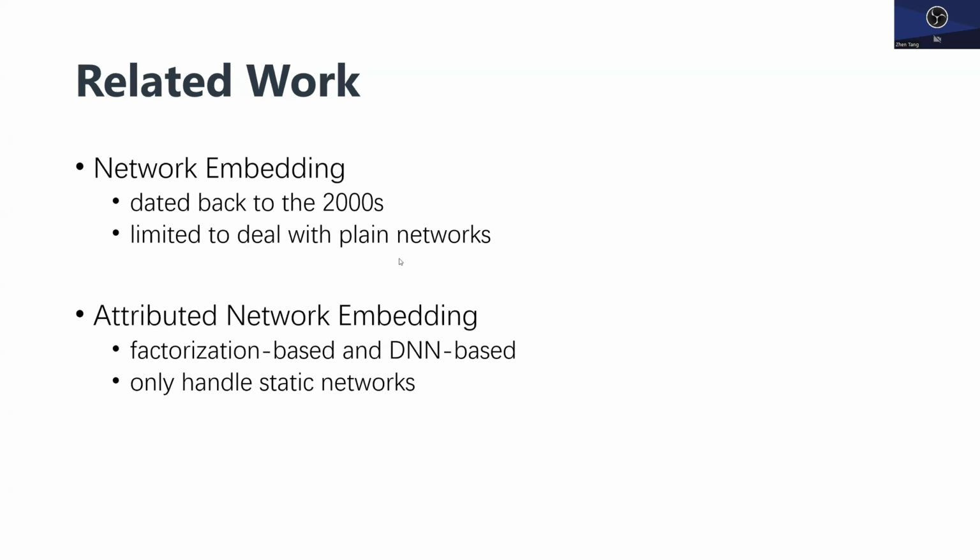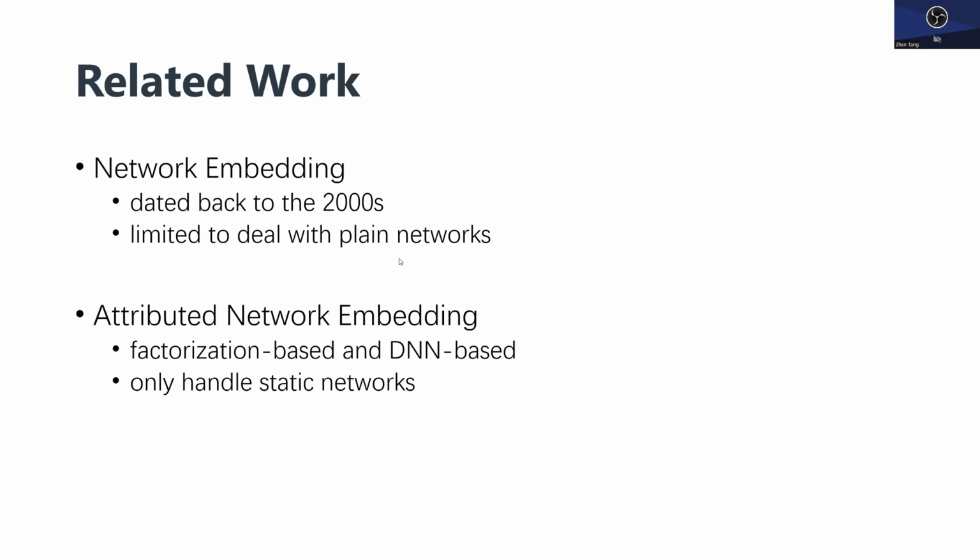The pioneers of network embedding can be dated back to the 2000s. The methods aim to build an affinity matrix that preserves the local geometry structure of the data manifold and then embed the data into a low-dimensional representation. However, these methods are limited to dealing with plain networks. In many cases, we are often faced with attributed networks.